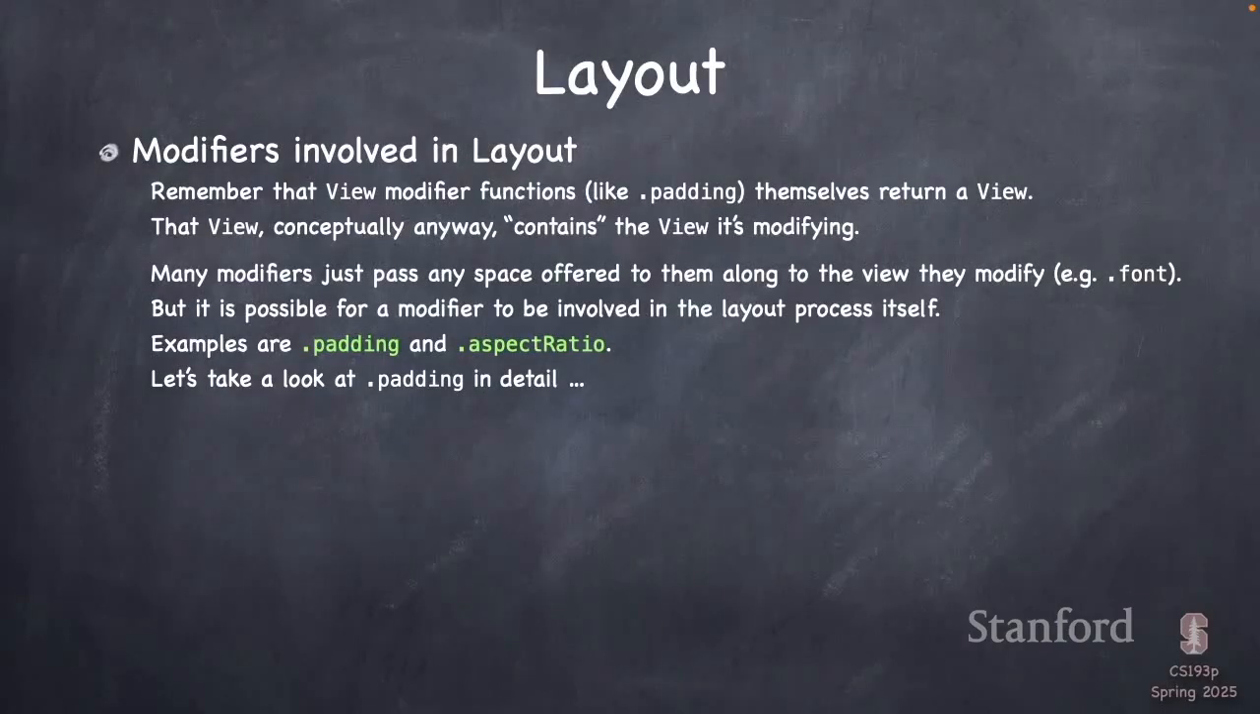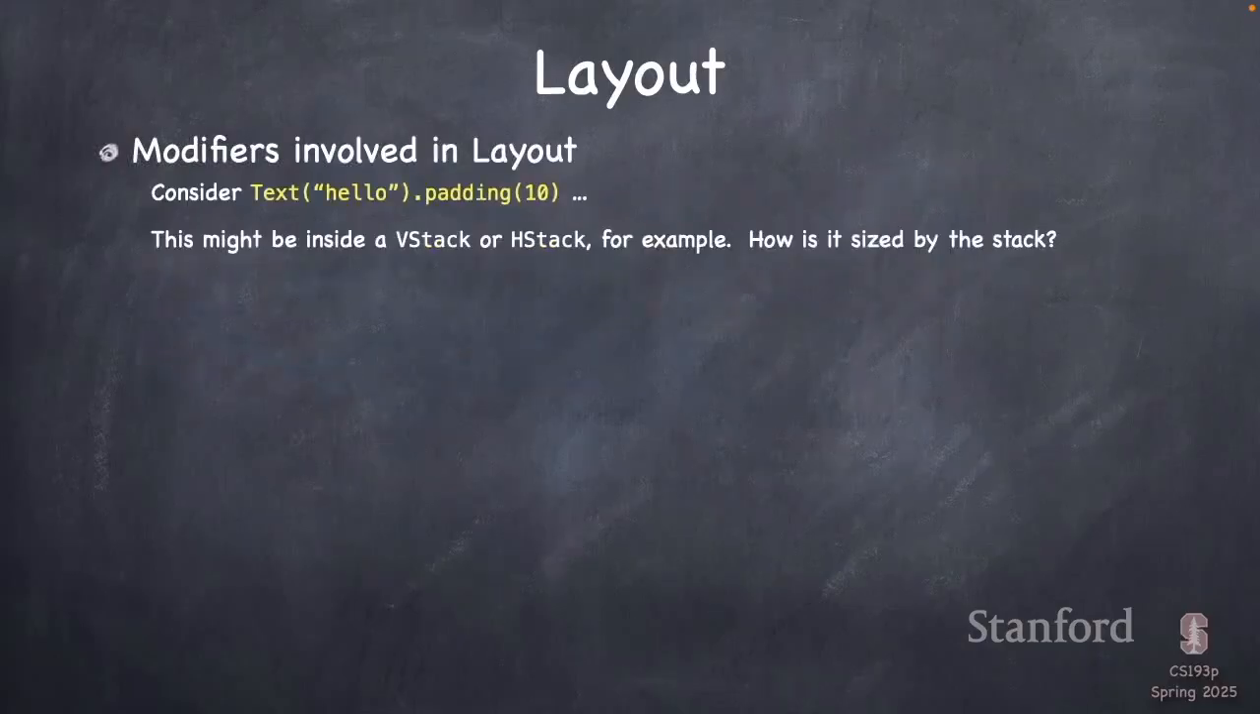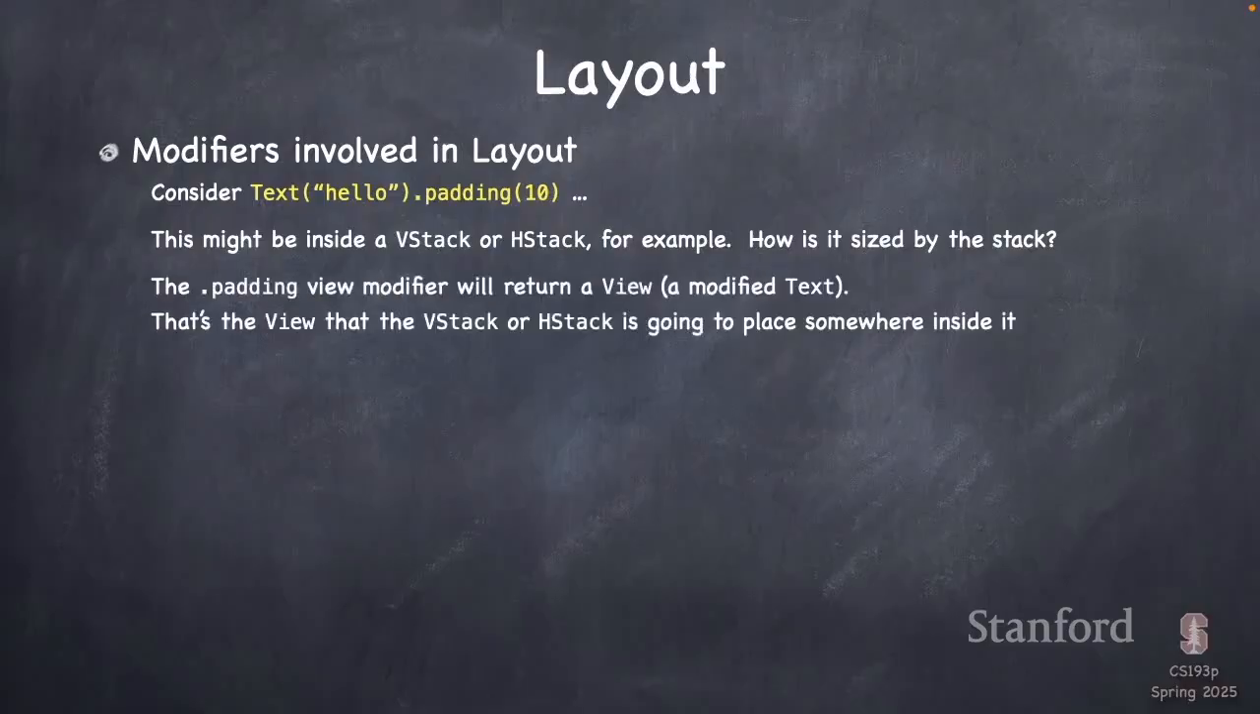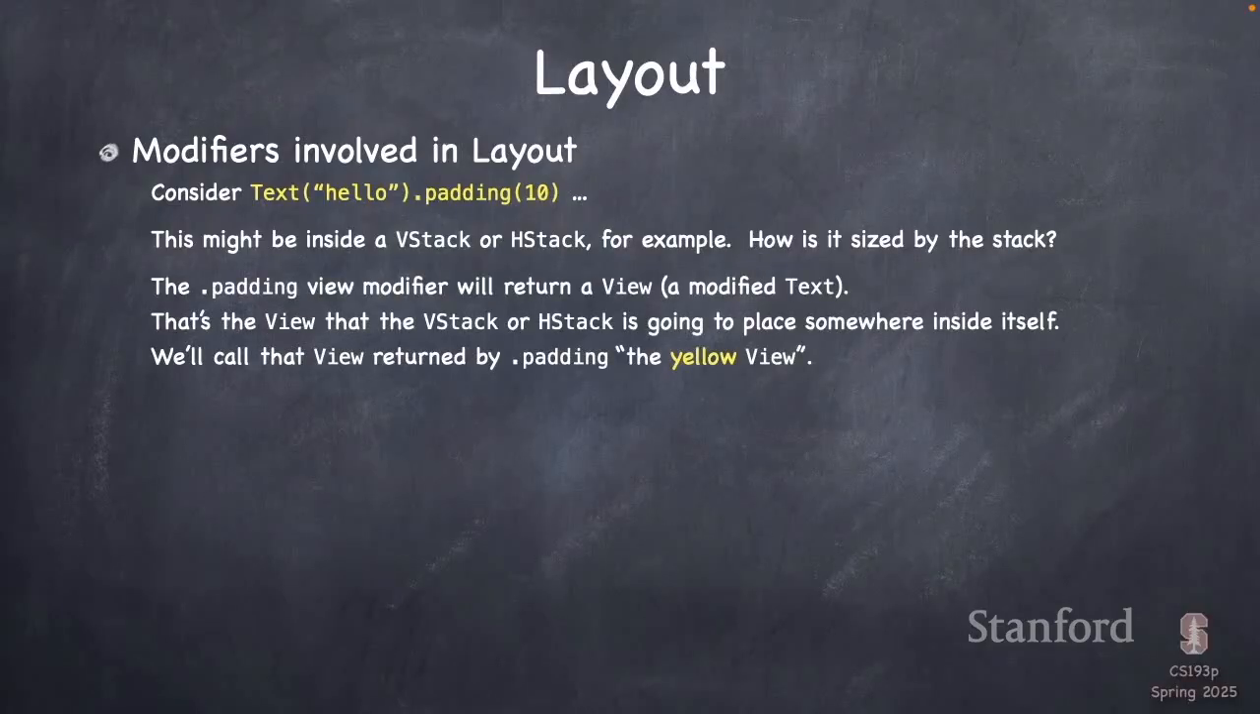So let's look at padding and how it plays the game of offered space. You see what we have here, text with padding 10 around it. Everyone knows what this does. It takes a text and it's going to put 10 points of padding around all sides of it, so it can make it bigger than the text. And I might be throwing this into a VStack or an HStack. In fact, imagine this whole yellow thing is a view. I'm going to call it the yellow view. And in fact, it is a view because padding is a view modifier. What do view modifiers return? A view, right. They return something that behaves like a view. So that yellow, that entire expression, is a view.